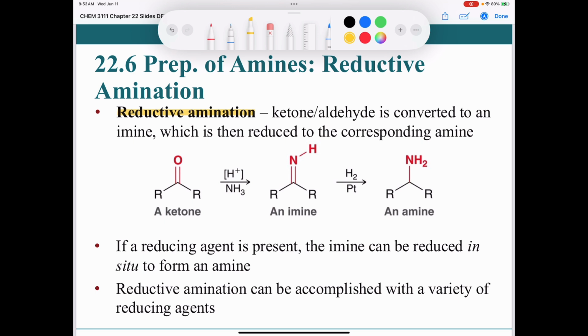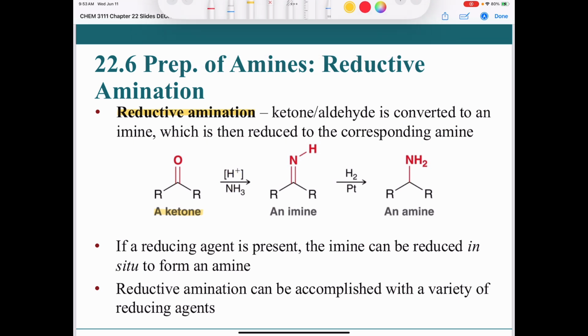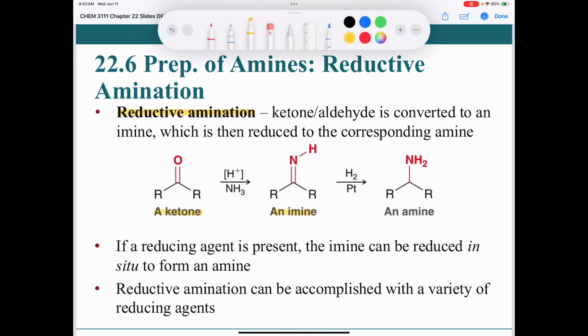Okay, so you see here we have our ketone. You guys would remember catalytic amount of acid and ammonia, and that produces our imine. Okay, so you should remember that functional group, the imine. We would have seen that in the aldehydes and ketones section. Then we can reduce that using hydrogen and platinum like you see here to make an amine.